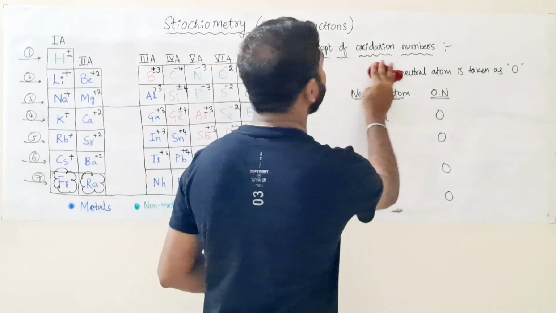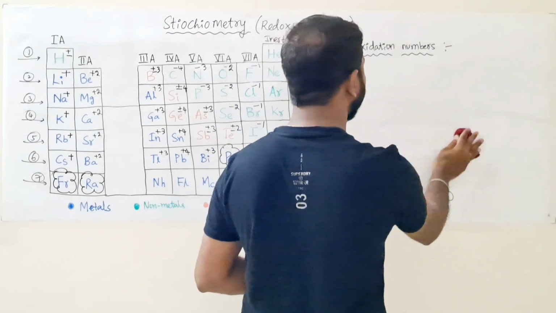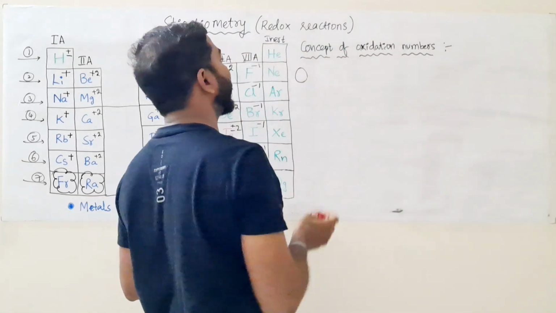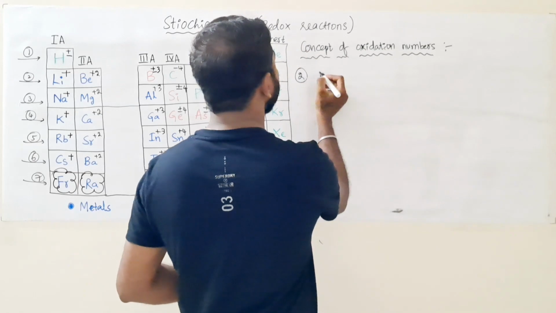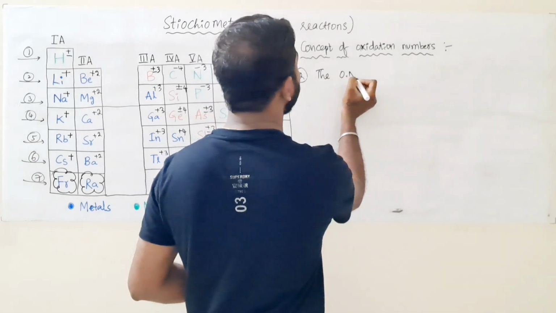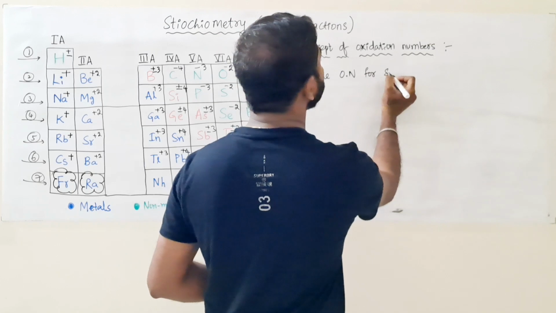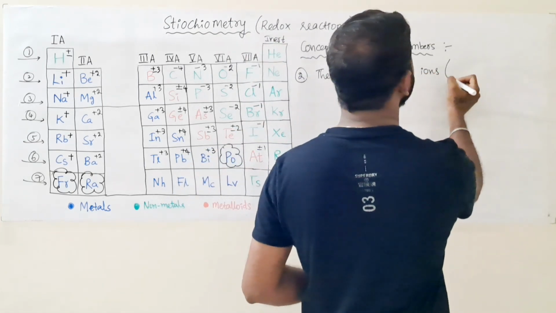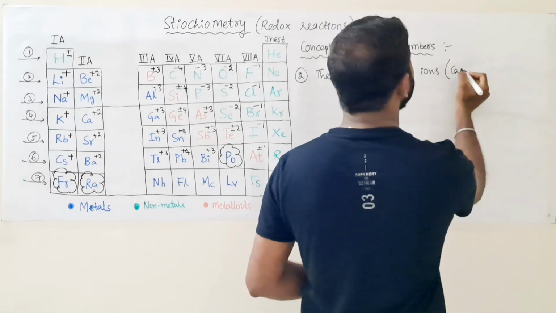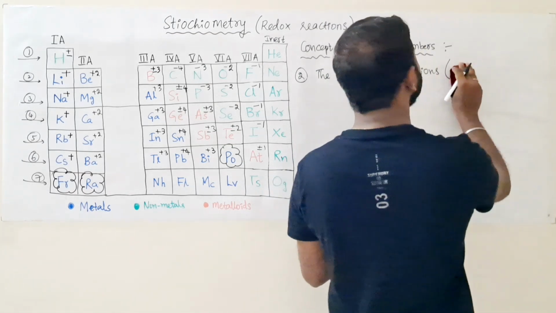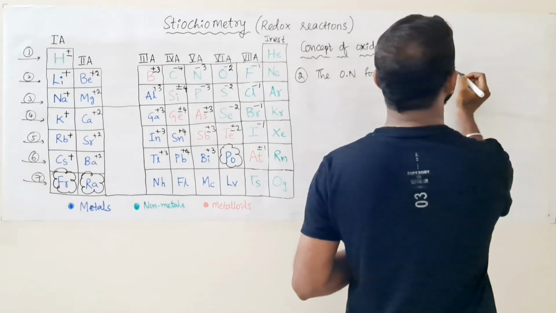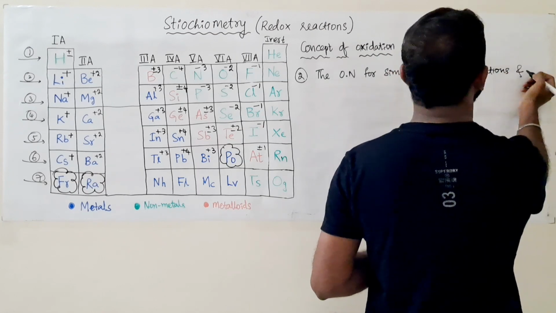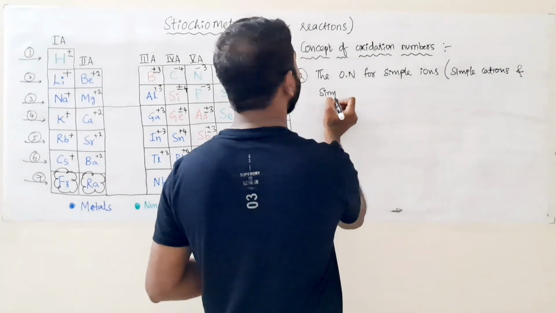Next, we move on to the oxidation numbers for simple ions. I am writing here the oxidation numbers for simple ions. What do you mean by simple ions, sir? Simple ions include simple cations and also simple anions.